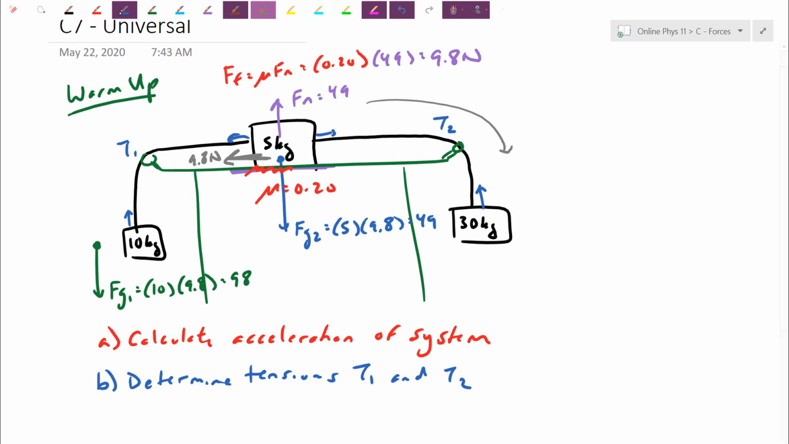On the last mass, like a free hanging pulley here, we have an FG3. FG3 this time is 30 times 9.8.